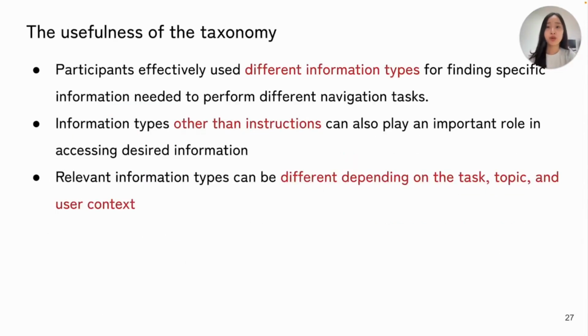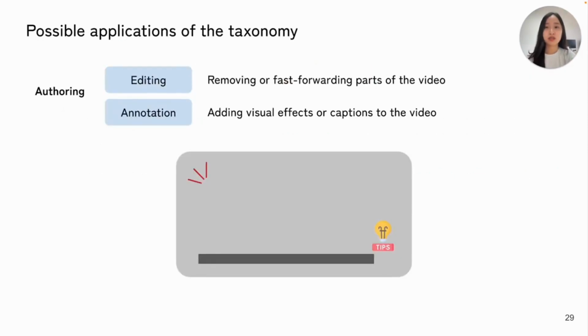From the study, we observed that the participants effectively used different information types for finding information to perform different navigation tasks. And in that process, we could see that information types other than instructions can also play an important role in accessing desired information, and relevant information types can be different depending on the task, topic, and user context. The taxonomy can enable multiple applications if videos were labeled by information types.